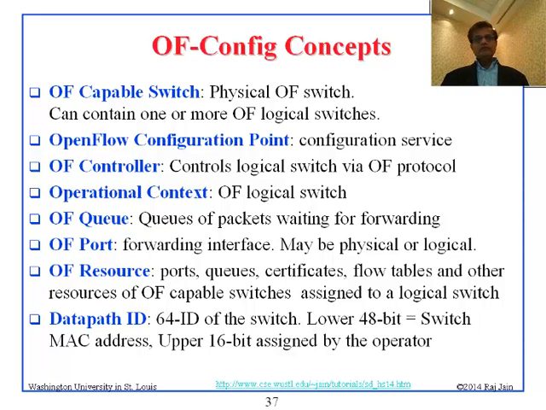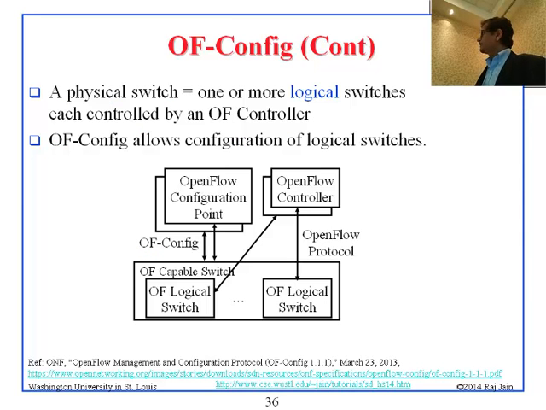So concepts, actually, I think we have talked about everything here. You have one capable switch, which is a physical switch. This is the configuration point. The thing that speaks OF-config is called the configuration point. Now, by the way, you should remember that this is a function, and packaging can vary. It could be in the same computer that has the OpenFlow controller. So it's not that you need a different box. It's just a different function.